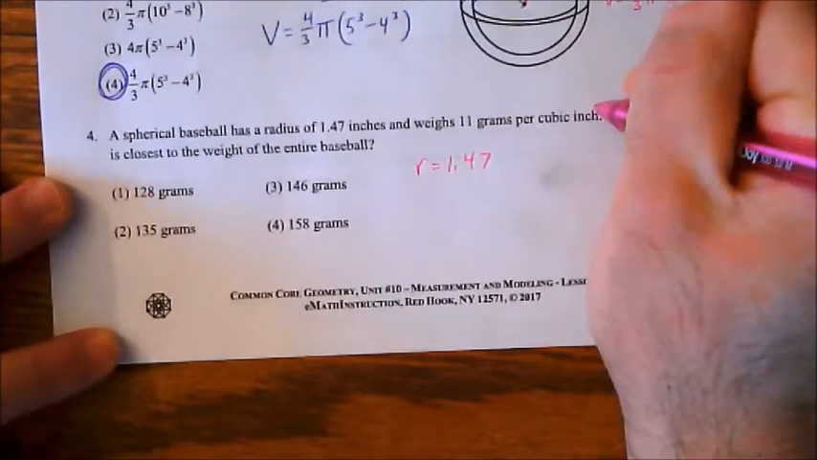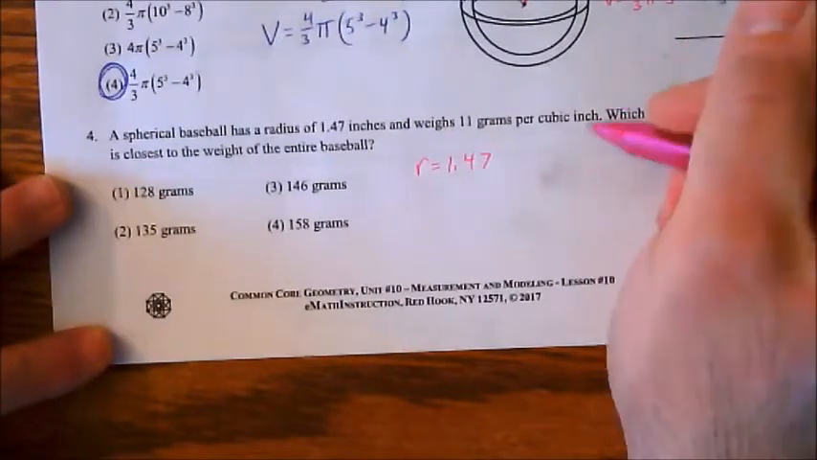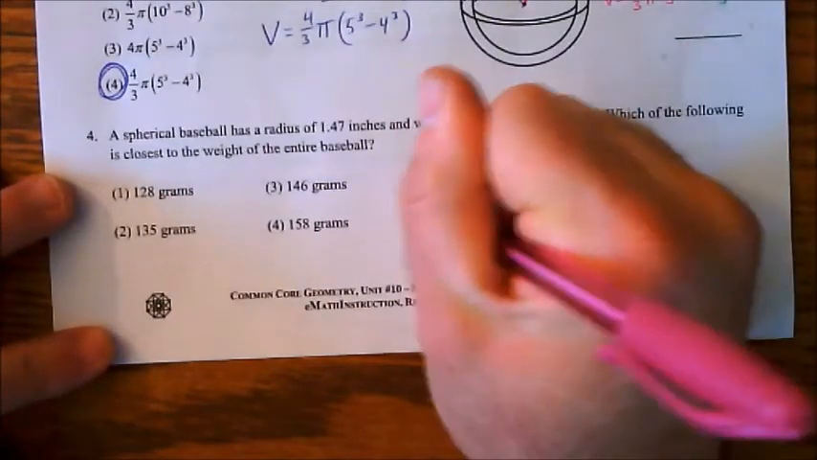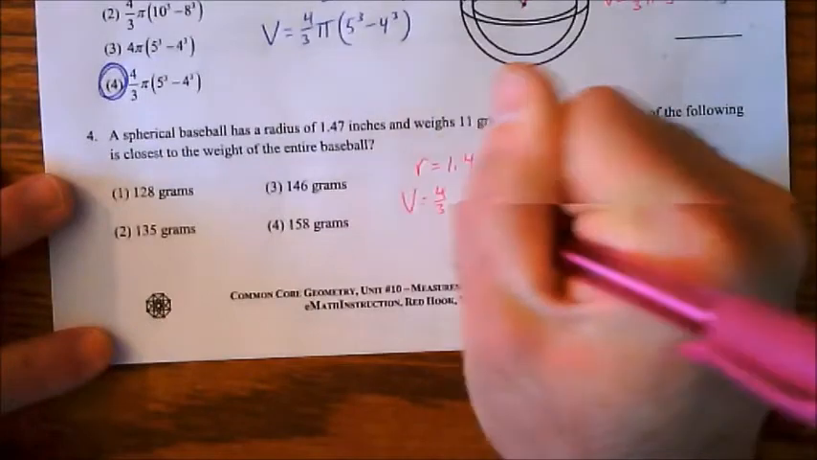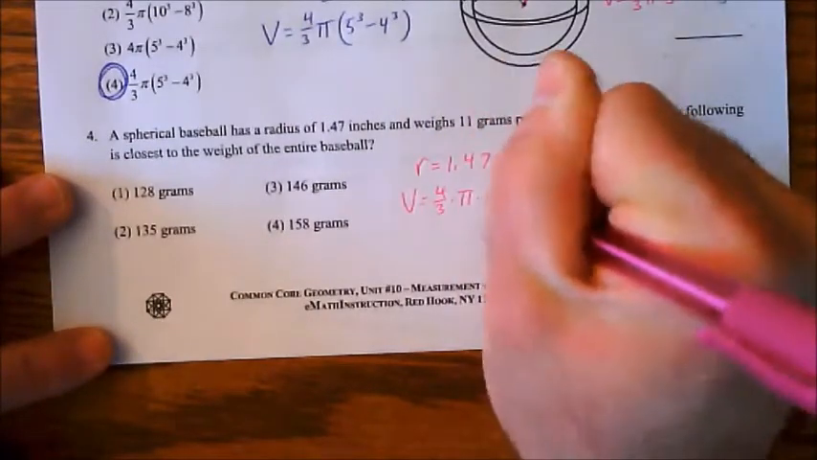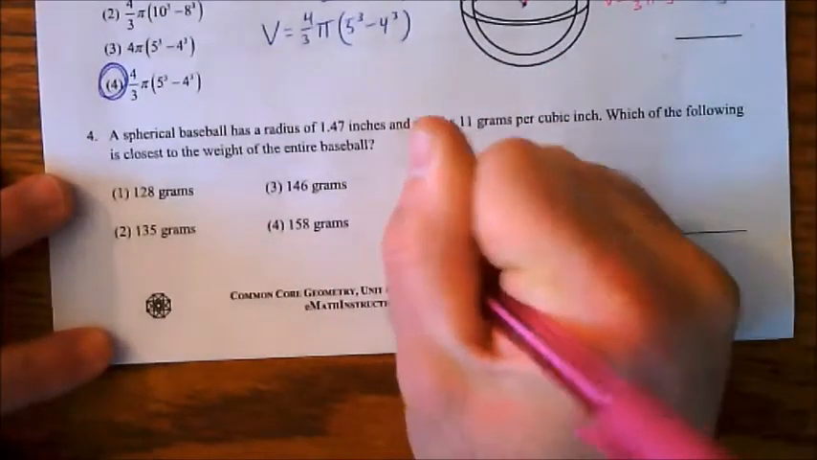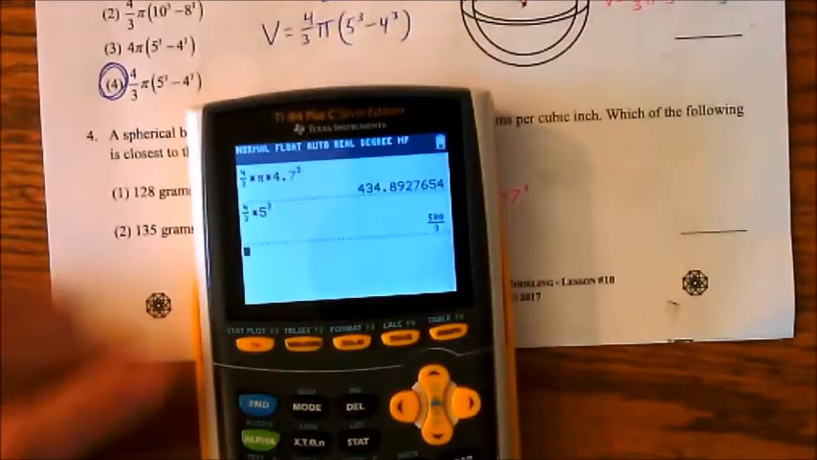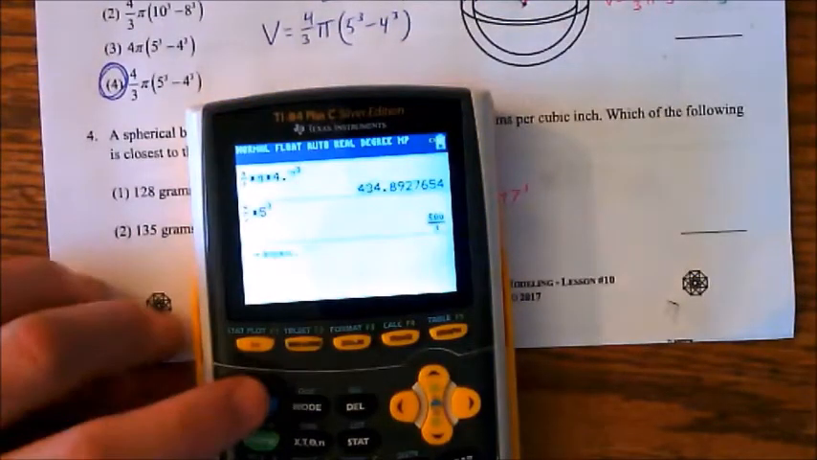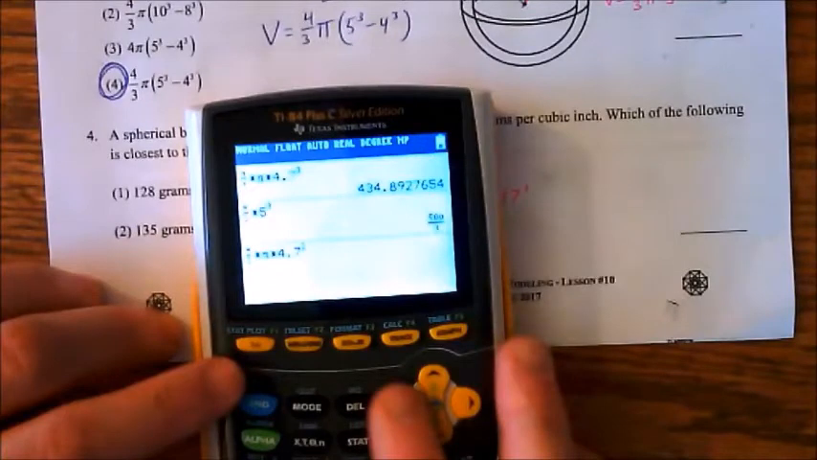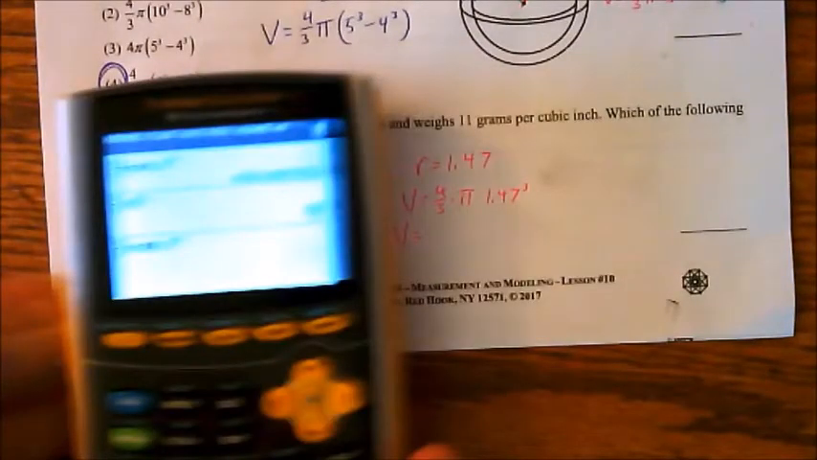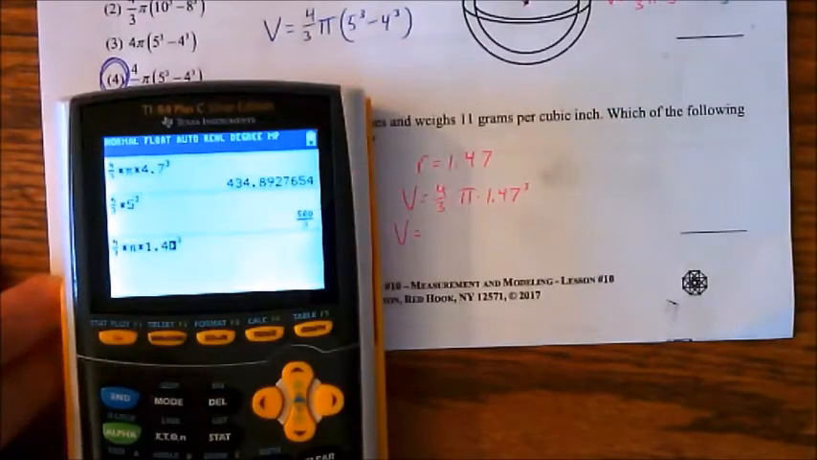Again, what could you do if you didn't want to factor out? You could find the decimal value of all of this and then go through each choice on your calculator and figure out which two match up the best. I just chose to do it that way because I noticed these choices were kind of factored out, so that's where my brain headed.